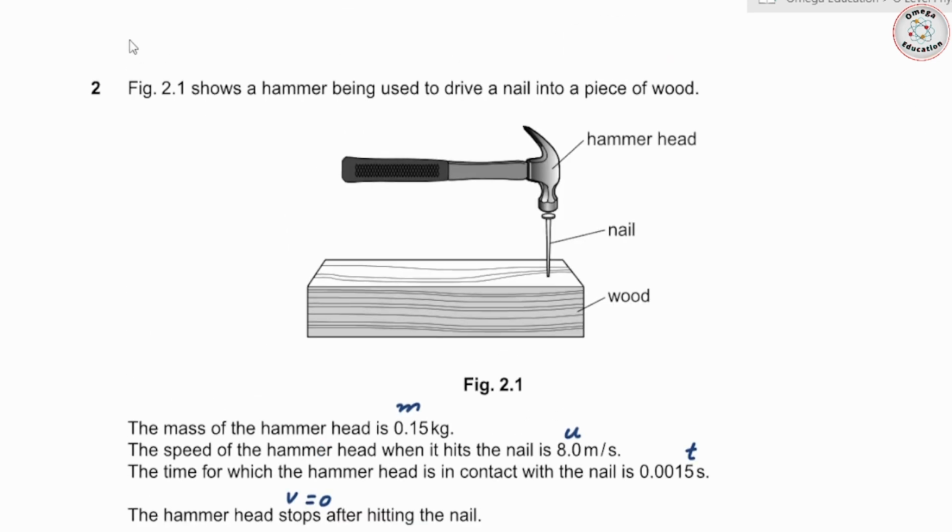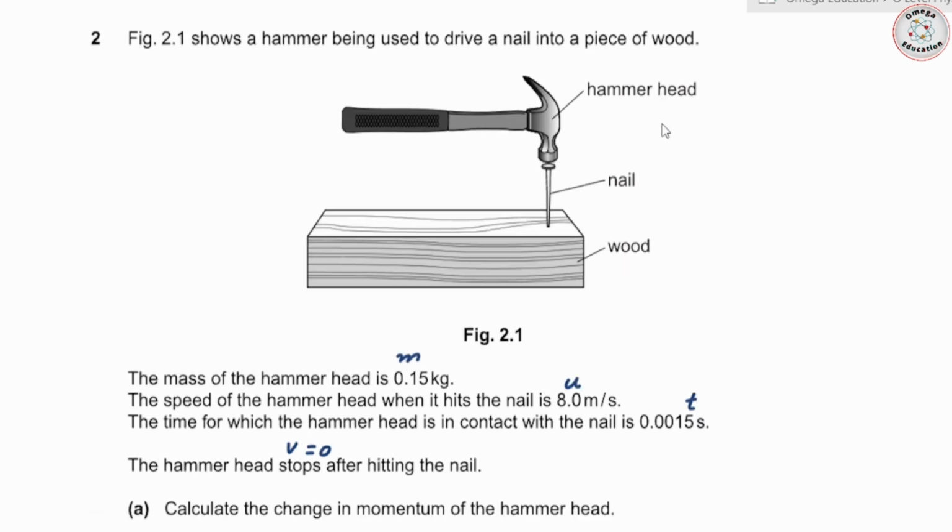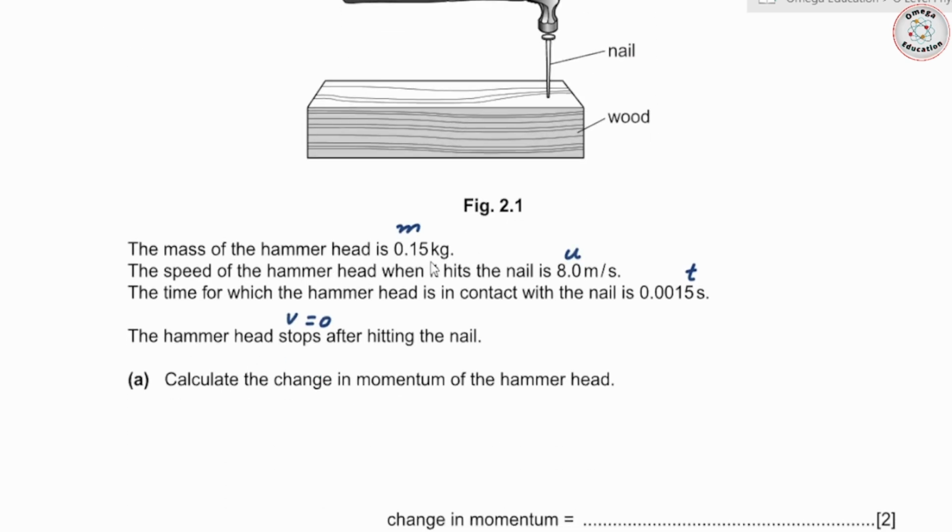Figure 2.1 shows a hammer being used to drive a nail into the piece of wood. The mass of the hammerhead is 0.15 kilogram. The speed of the hammerhead when it hits the nail is 8 meters per second. That's the initial speed. The time of contact is 0.0015. Like I said, it would be a very small value of time.